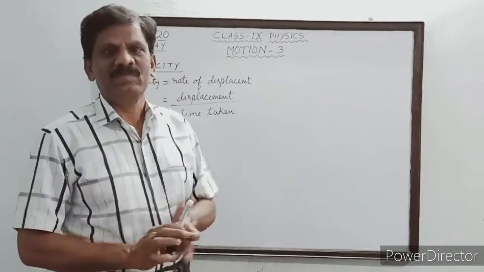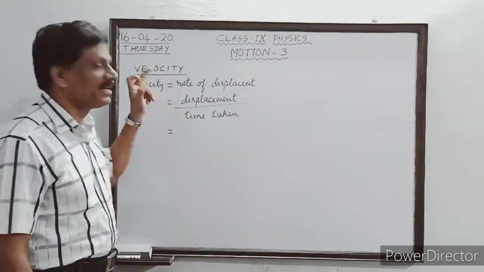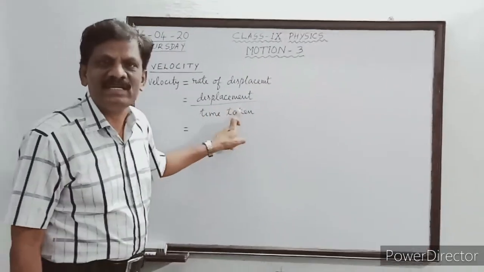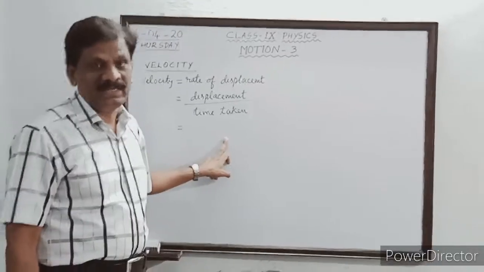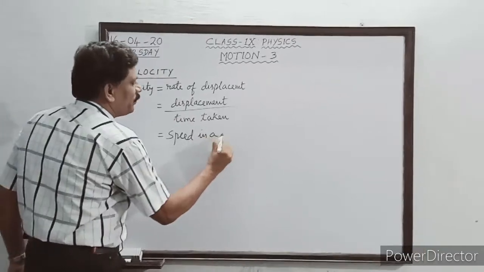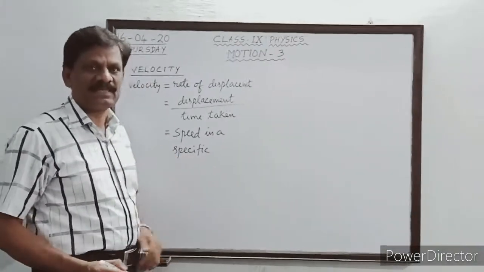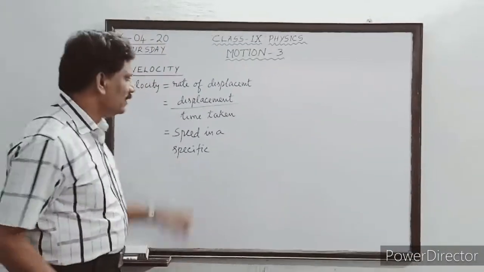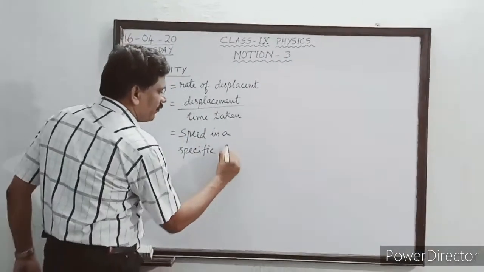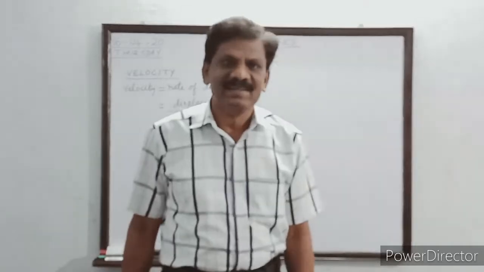In a similar way, we want to define the term velocity. You see, velocity of a body is defined as the rate of displacement of the body. That is equal to displacement divided by time taken. And this also can be written as speed in a specific direction. Why I am writing this as a speed in a specific direction is because displacement is defined as what? A distance travelled in a specific direction. Therefore, velocity is otherwise called as the speed in a specific direction.